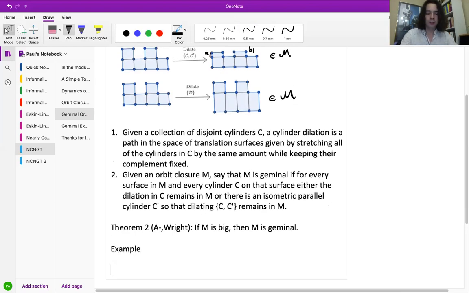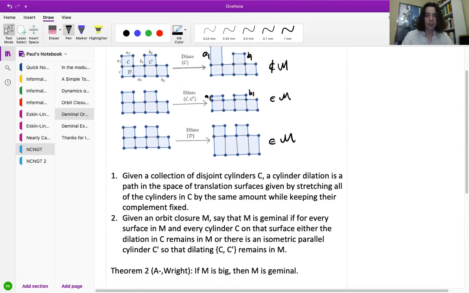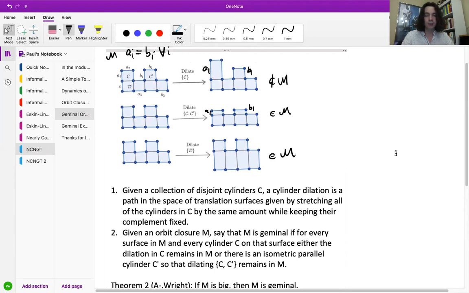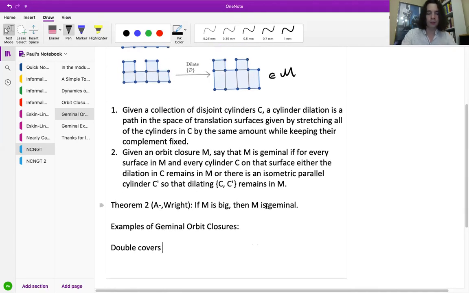Other prototypical examples are the following. Examples of geminal orbit closures: the prototypical example would be double covers. For a double cover, every cylinder, as we saw above, on the surface being covered lifts either to a single cylinder, as is the case with D, or to two cylinders, like the cylinder whose preimages are C and C prime. And so for that reason, loci of double covers are the prototypical examples of geminal orbit closures.